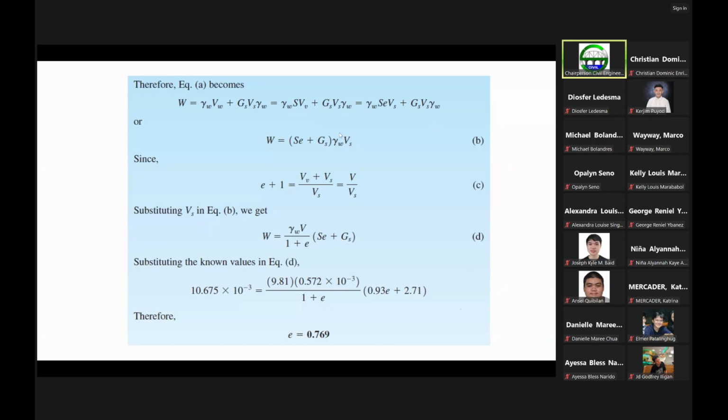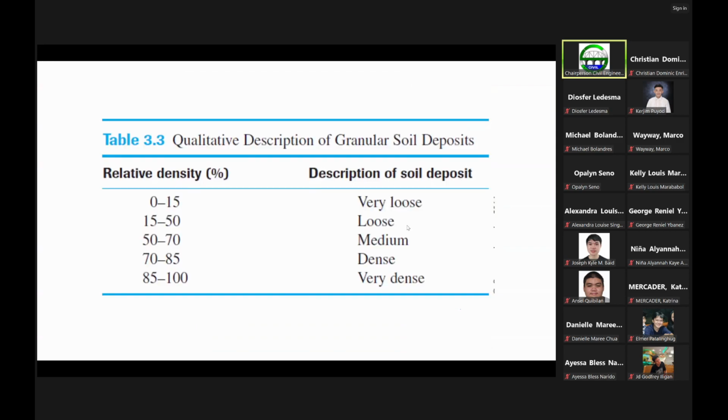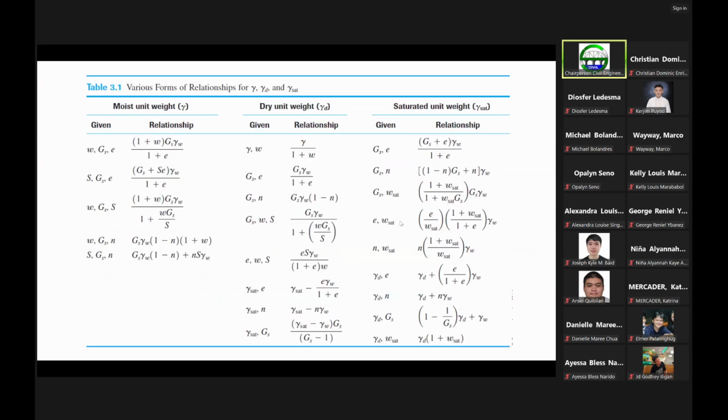And here also, if we try to recall the total volume, which is e plus 1 times the volume of solids, if we go back to the phase diagram, where was that?